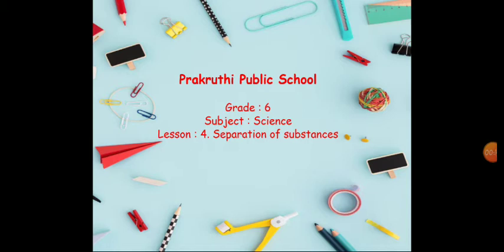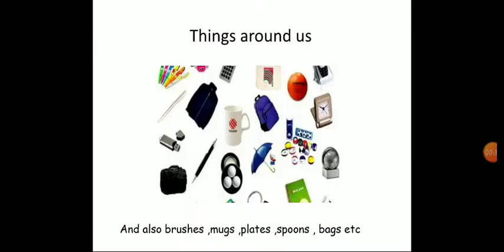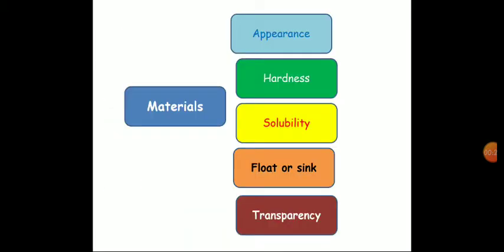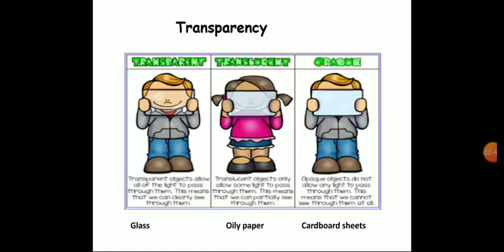So today we are going to learn about the separation of substances lesson, and we have seen the three or four properties of materials, characteristics of materials. First one is appearance, lustrous or non-lustrous, hardness, hard or soft, solubility, soluble or insoluble, float or sink. So today we are going to learn about transparency, that is the fifth characteristic of materials.